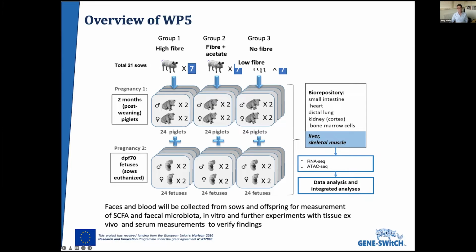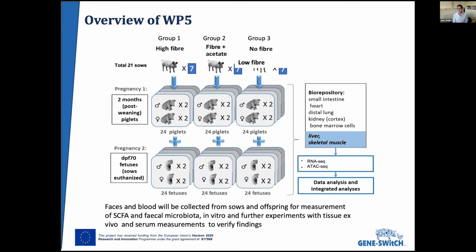Two months post-weaning, we had 2 males and 2 females from each of the litters for making the biorepository. And in a second round, or second parity, of these sows, which remained on those diets, we had fetuses, 2 males and 2 females from day post-fertilization 70, also for the biorepository. The biorepository is a very interesting collection of tissues that we could look at for other effects of these short-chain fatty acids, but we focused on liver and skeletal muscle.